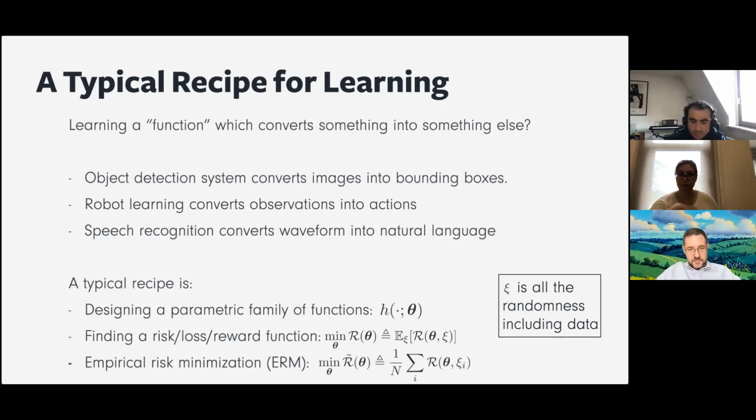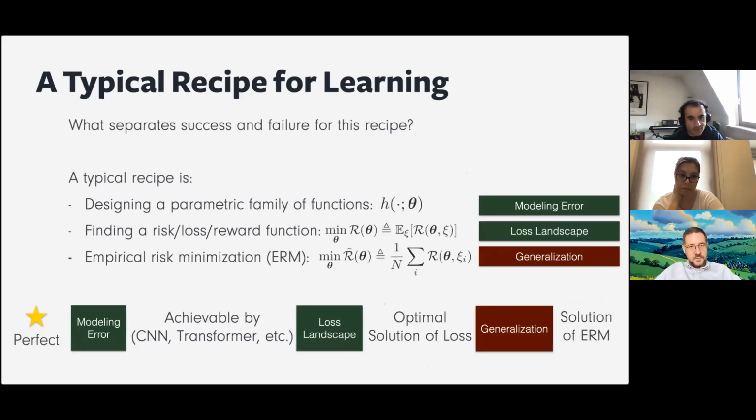But since I cannot solve this problem directly, I convert the problem of finding a minimum population risk into the problem we call empirical risk. Empirical risk means that I do some Monte Carlo sampling of this environment, of this data, compute the average loss or average risk, and minimize this. This is largely successful, but the question is, what separates success and failure in such a setting? This has been the topic of study in machine learning theory for many years.